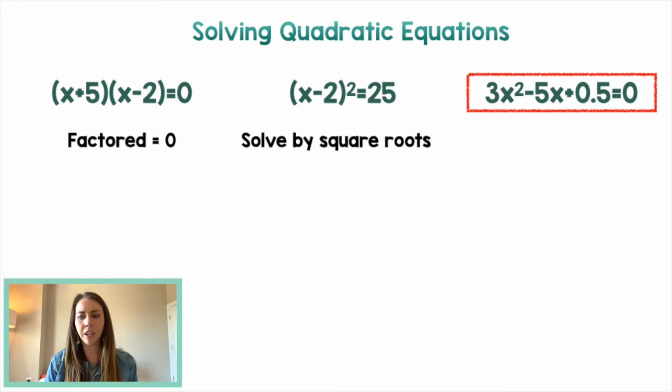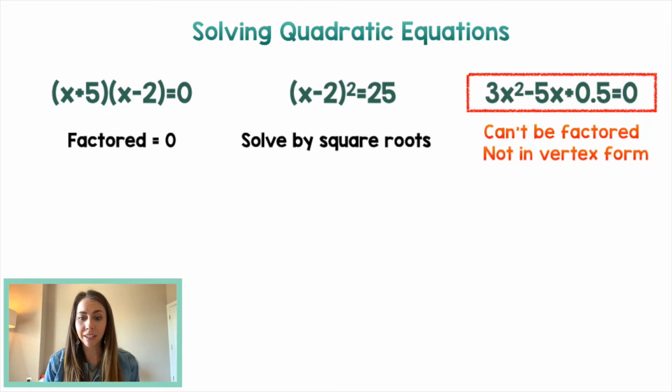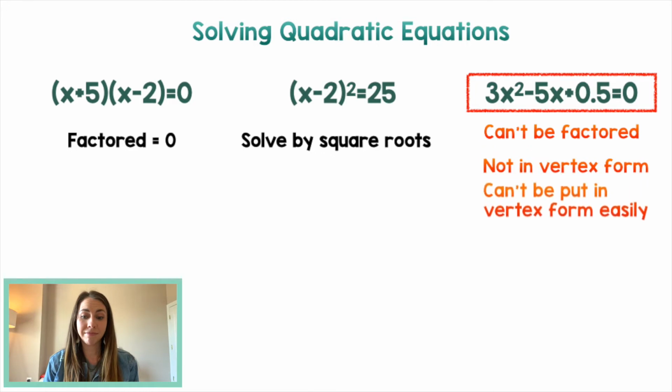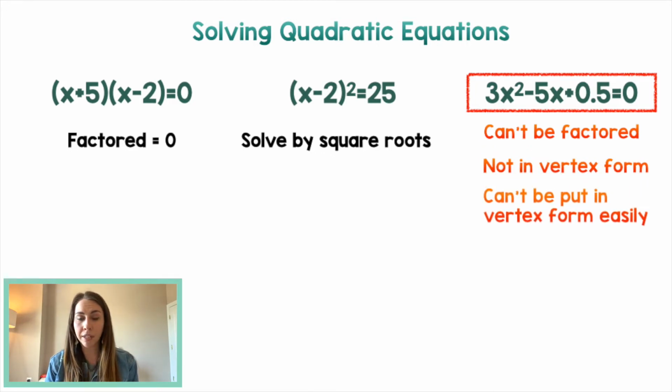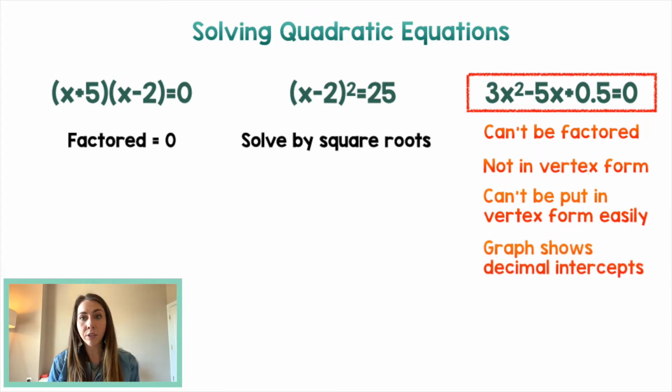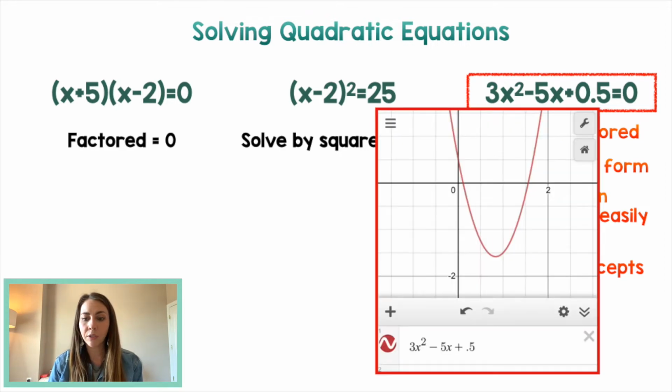The third equation, on the other hand, is likely the one that you would like to avoid. Here are some reasons why you might want to avoid it. It can't be factored. It's not in vertex form. It can't be put into vertex form easily by completing the square because we have that -5 as the coefficient for x. And the graph shows that it has decimal intercepts. So even if you wanted to approach this one by graphing, if you take a look at the graph here, it's not crossing at an integer interval. It might be a decimal. It's not easy to work with.